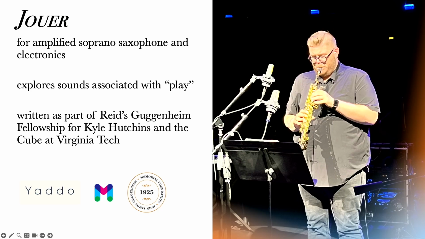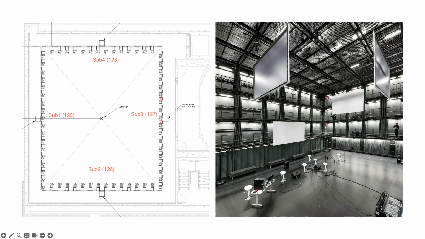My next example, Jouer, for soprano saxophone and electronics, was composed as part of my Guggenheim Fellowship at McDowell and Yaddo for the performer Kyle Hutchins and the Cube at Virginia Tech. The 140-channel version of the work was premiered in the fall of 2023, and the 4- and 8-channel surround versions have been performed worldwide over the past couple of years.